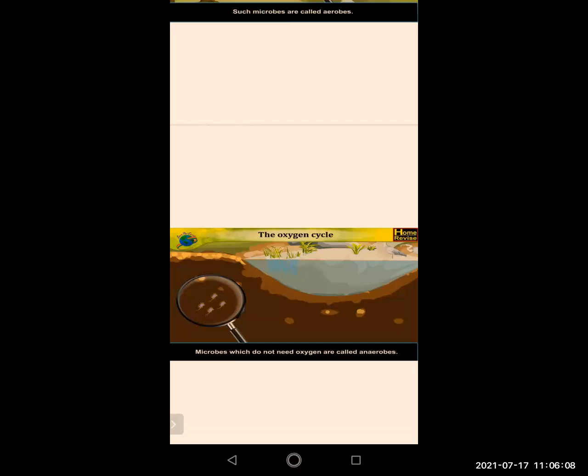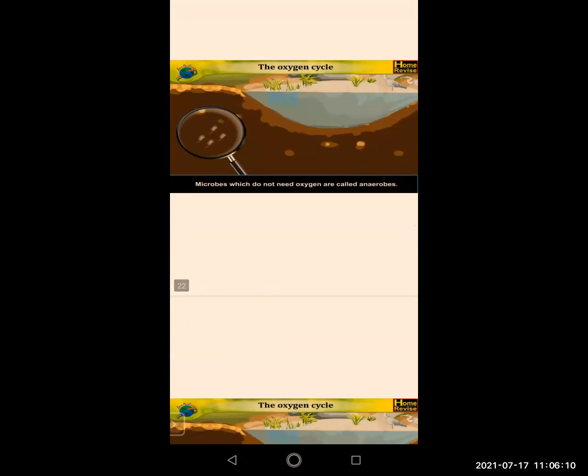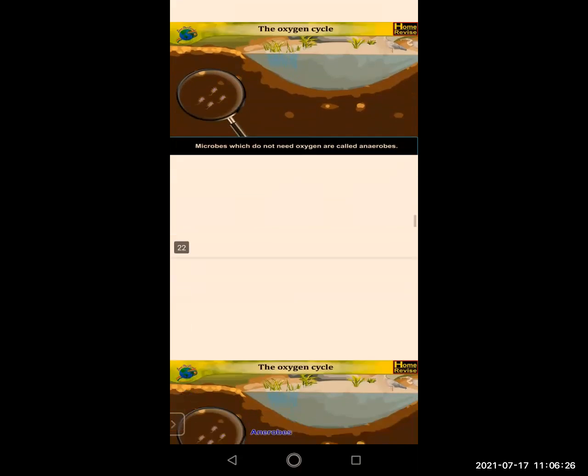But they also play a crucial and important role in the oxygen cycle. It doesn't mean that if they do not require oxygen they are not useful. That is absolutely wrong. Anaerobes also play an important and vital role in all of these cycles. Microbes which do not need oxygen are called anaerobes.